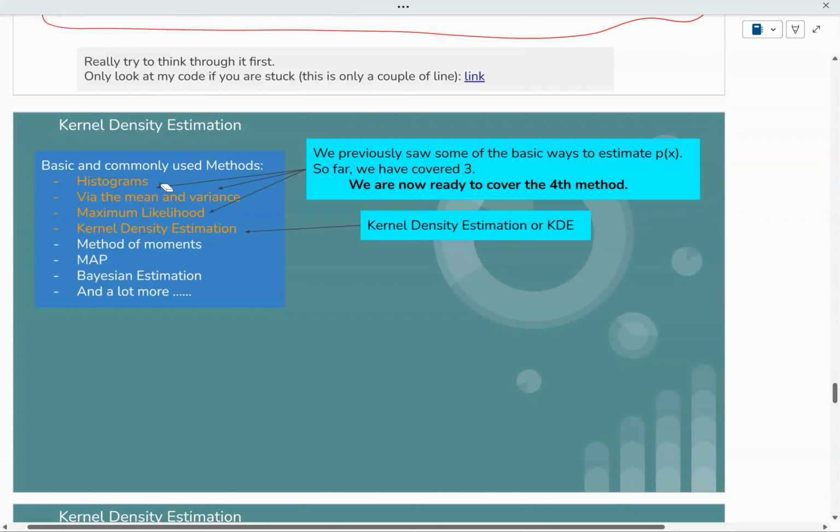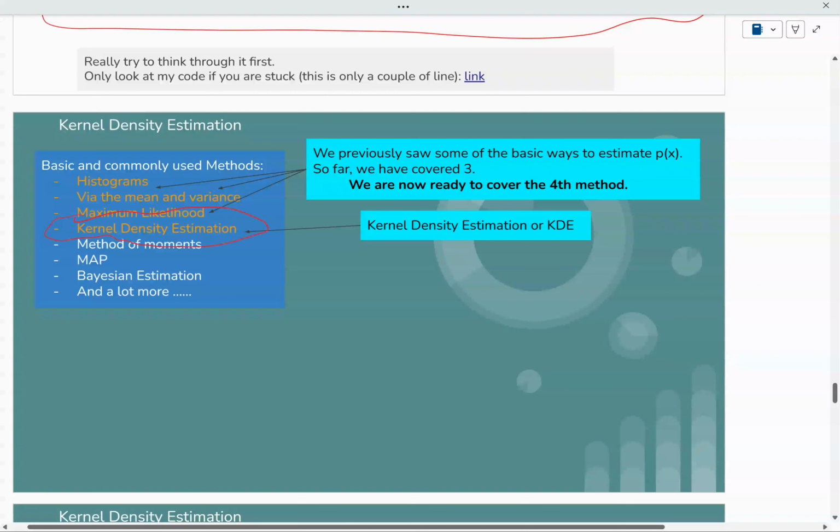And today, so far, we've done maximum likelihood. Right? This is when you have an equation and you don't know what the theta value is. The theta value could be anything. So you have to use an alternative approach, which today we learn is maximum likelihood. And the fourth method is what we're going to learn.